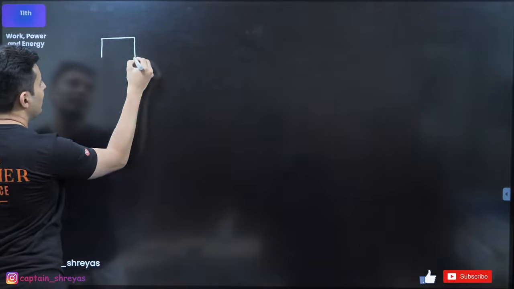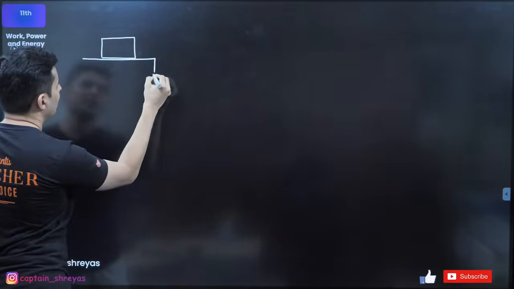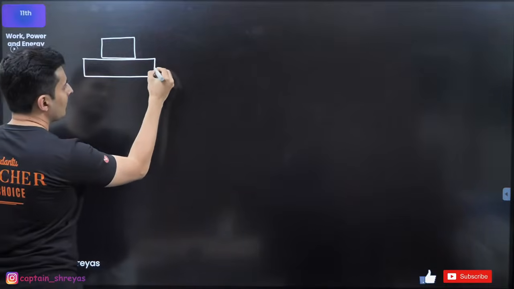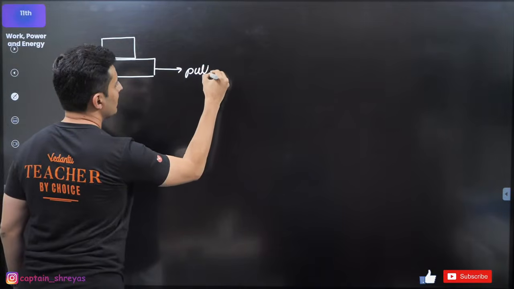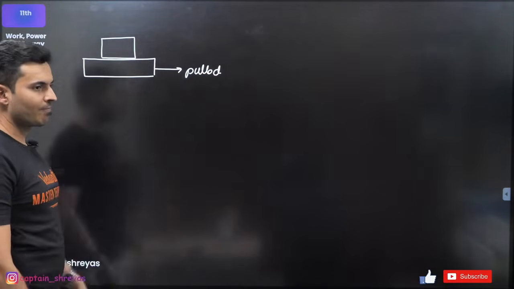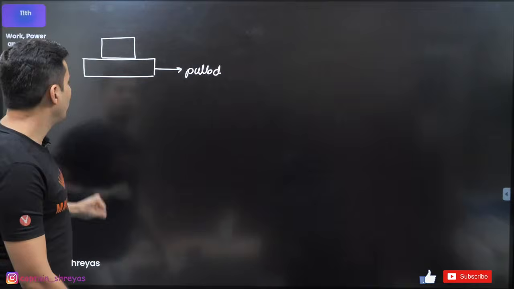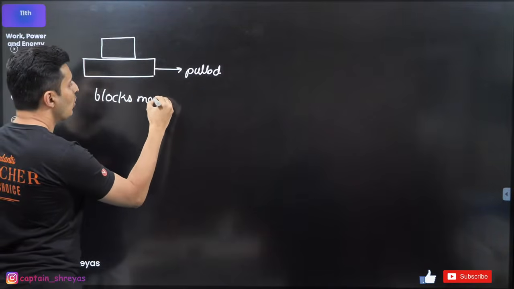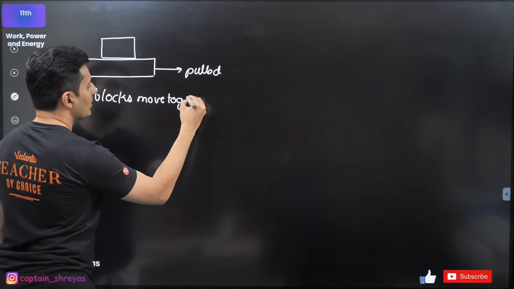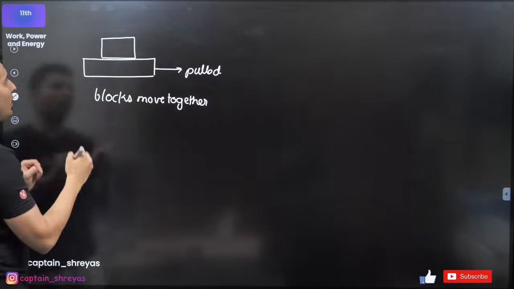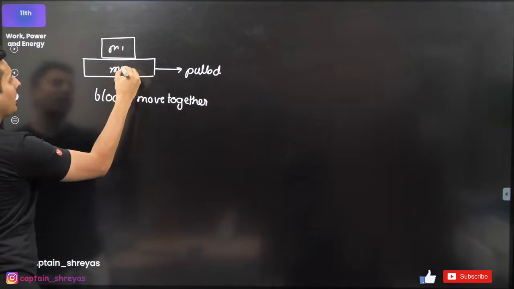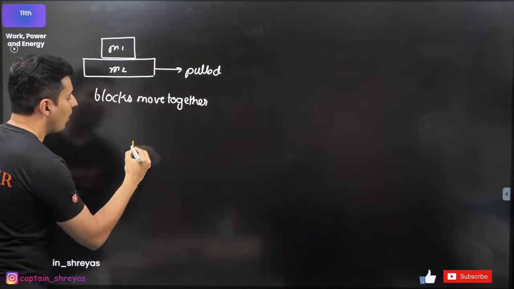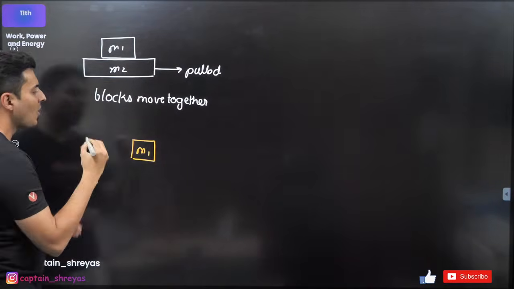Observe this. Imagine there is a block and another block which is being pulled like this. Both the blocks move together. If I draw the free body diagram of only M1 mass, what will I see?